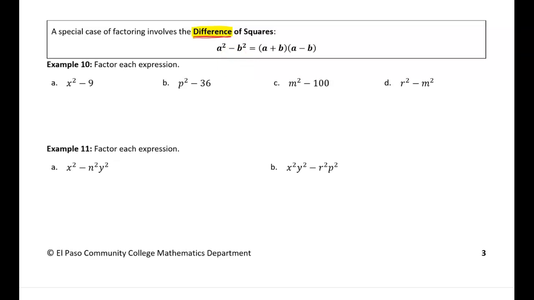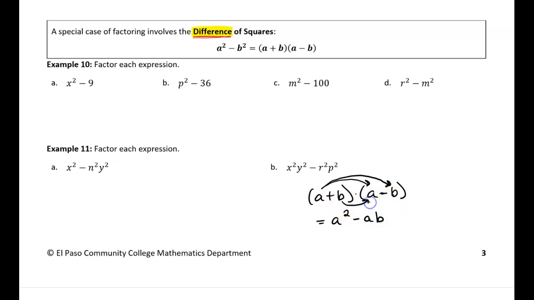Now, where does this rule come from? How come we end up with just the a plus b, a minus b? Well, if I'm given a plus b times a minus b, and I want to know what the multiplication would result in, what would the distributive property give me? Well, I'd multiply a times a. Well, that's a squared. I would do the outside: a times negative b would be a negative ab.